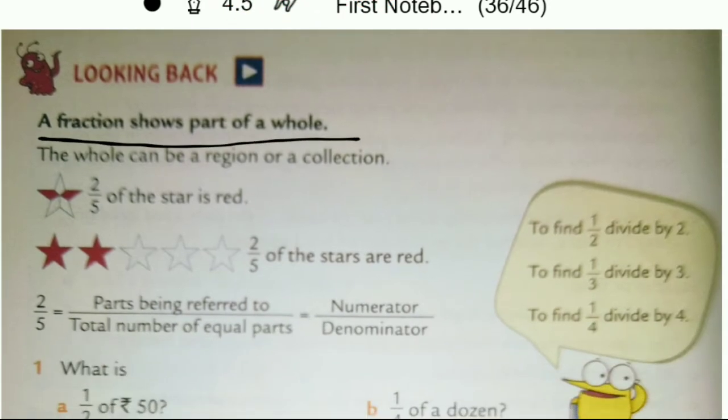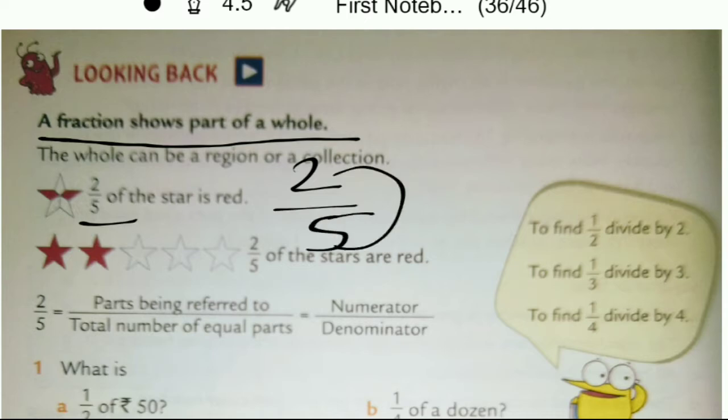In this one example is given here. This is the star. The star has been divided into 5 parts. So in this one, 2 parts are red color. So the fraction is known as 2 upon 5. This is known as fraction.